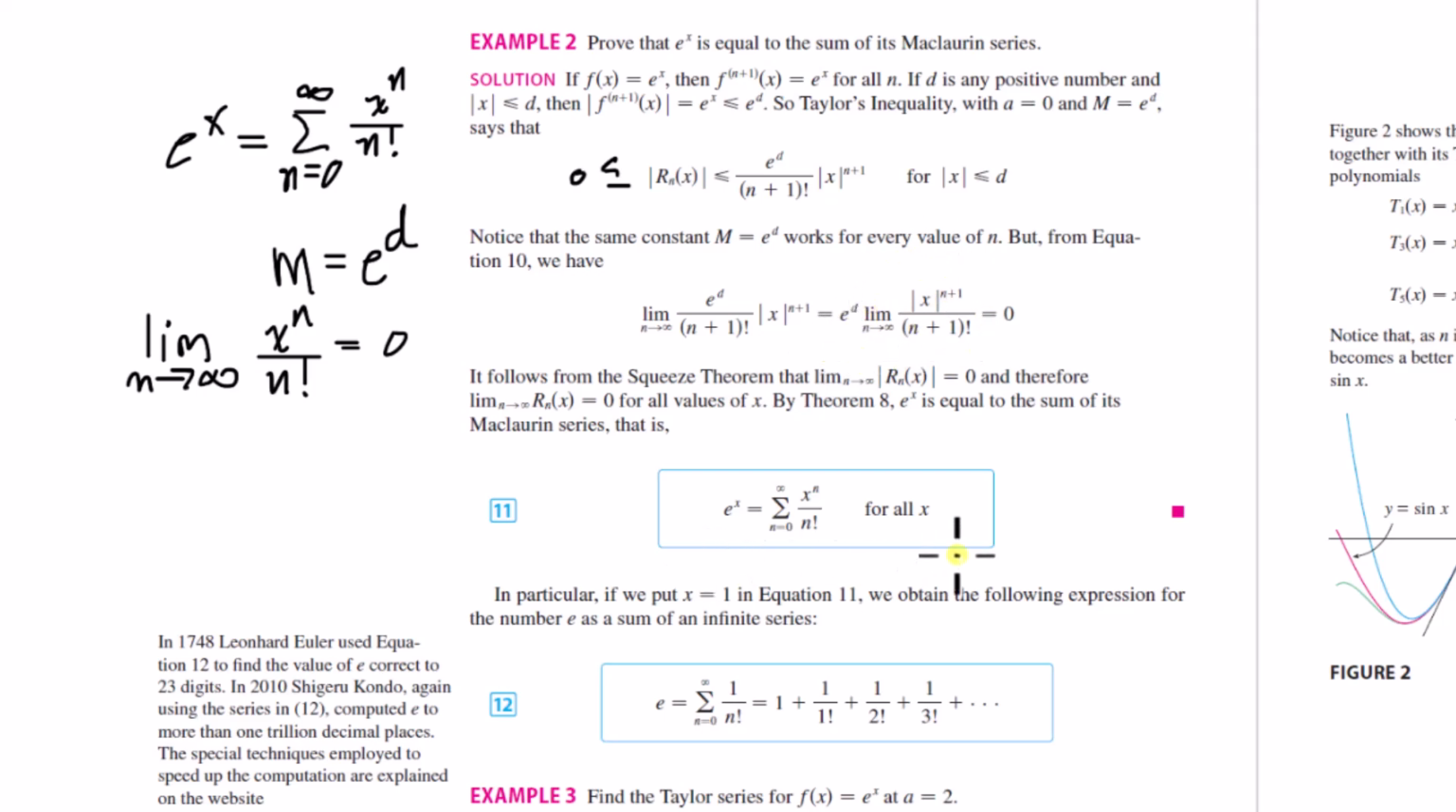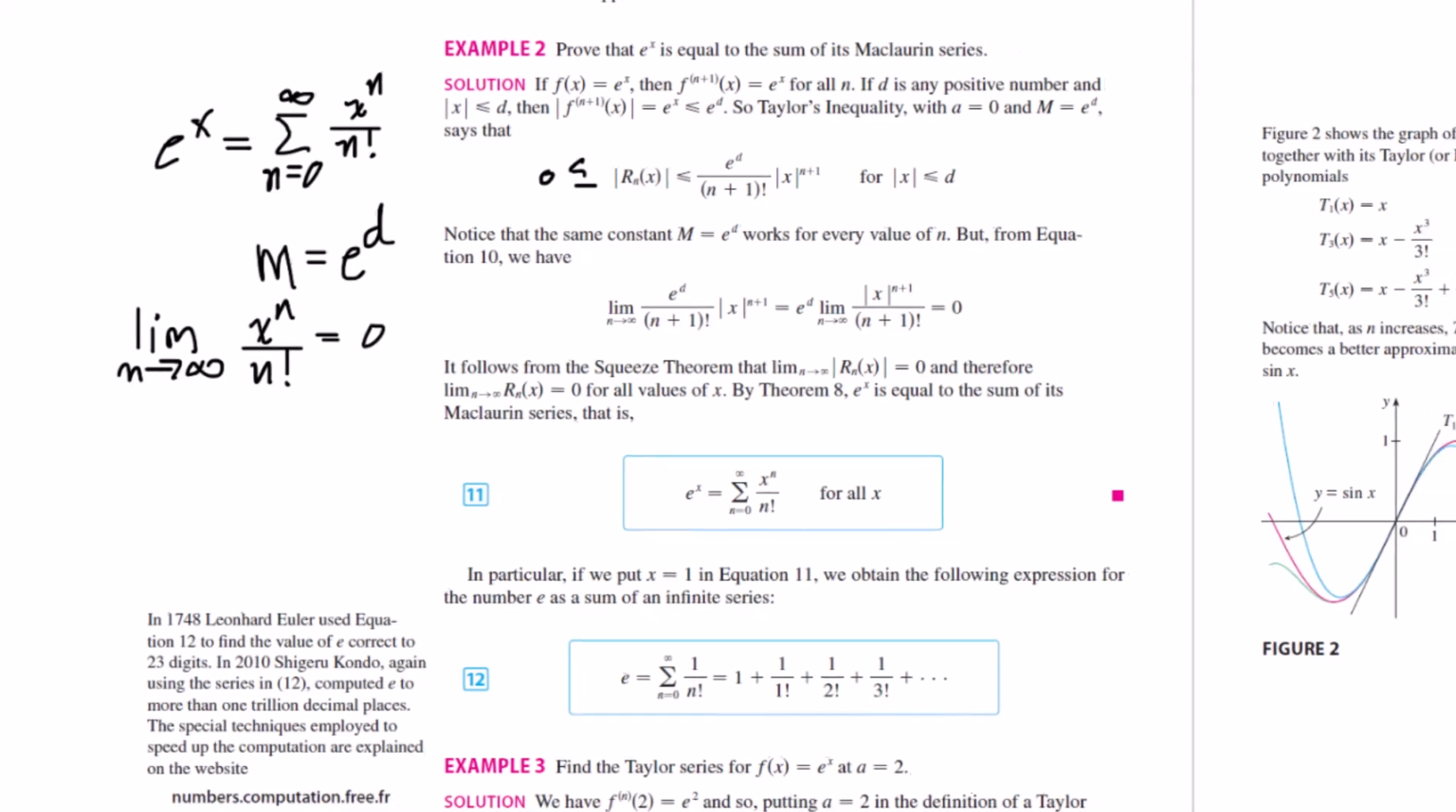Okay, so now they plug in x equal to 1, and they get the infinite series representation for the number e. Pretty cool. e itself is literally equal to this as an infinite series. And you can think about why that's pretty cool, because we represented repeating decimals as infinite series earlier in the chapter, but e is not a repeating decimal, and we still have an infinite series representation for it. Okay, we'll continue with this section in the next video.